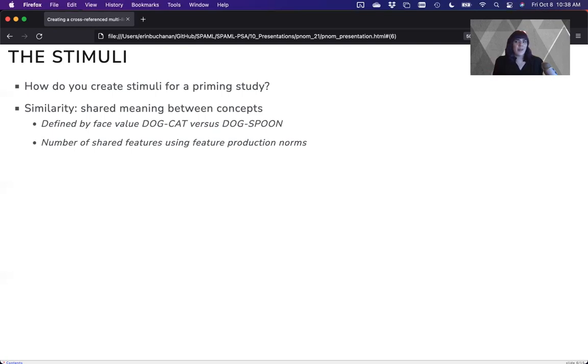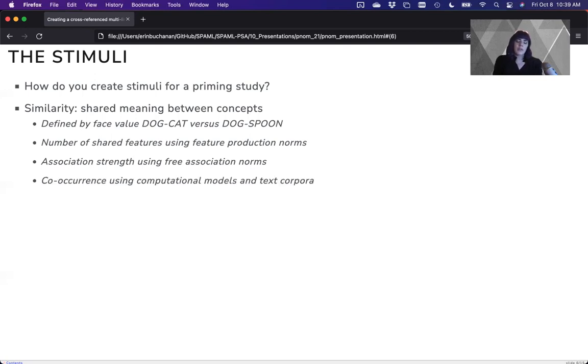Then after a little while, we thought, well, this isn't totally replicable because these were just words that were used because they worked. So maybe we can define this as the number of shared features using feature production norms. Okay. And feature production norms are simply what makes a zebra, stripes. Then you compare how many features two words have in common. We could also use association strength by using the free association norms, which is the probability of one word eliciting another. Or last and more popular now, we can think about co-occurrence in many different ways, but computationally modeling this using large text corpora, which is what we're doing in this study.